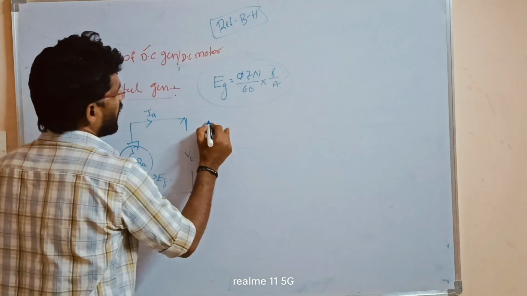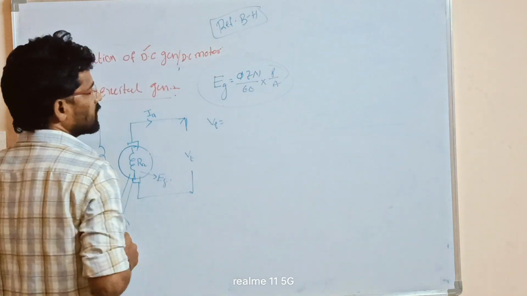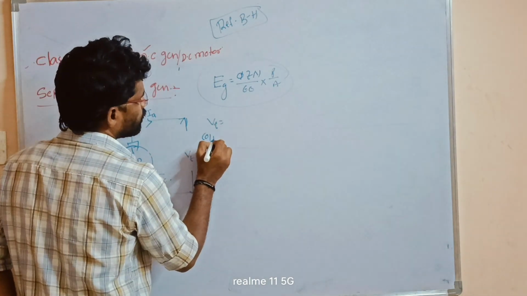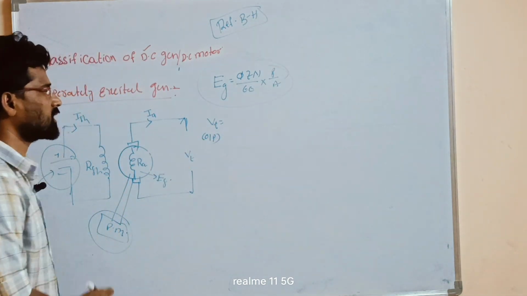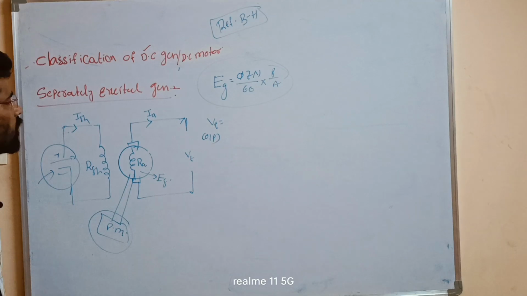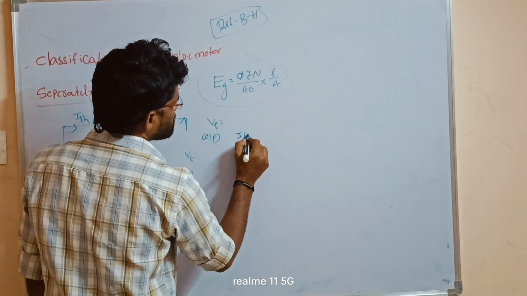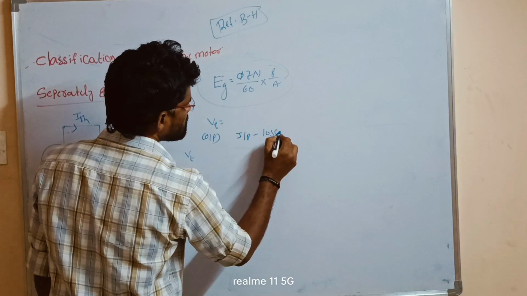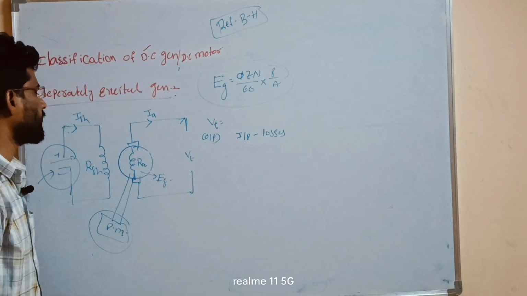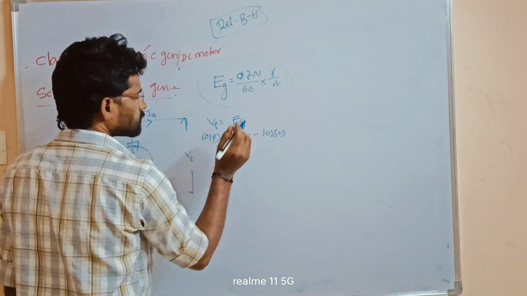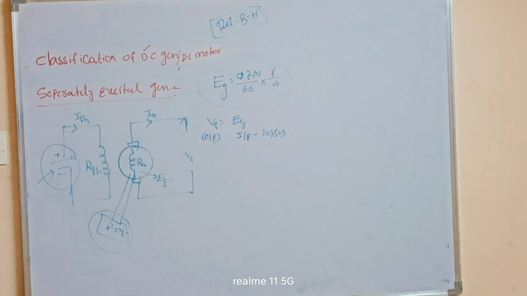So now coming to the terminal voltage VT. What is the terminal voltage? The terminal voltage is nothing but the output. So what is the output? Output is always input minus losses. So what is the input here? Input is nothing but the generating voltage EG. Minus losses. What are the losses here?